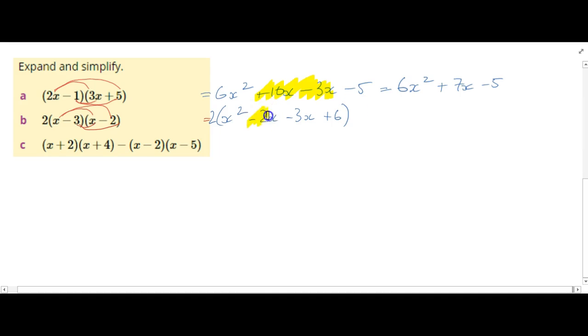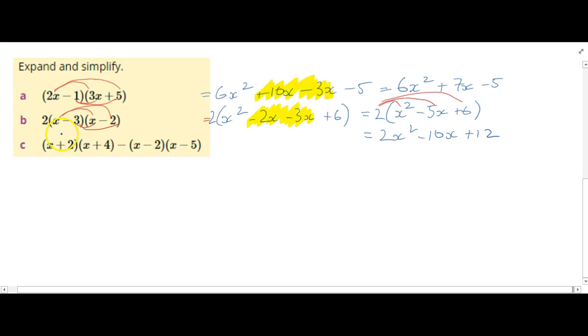So, let's simplify this by collecting like terms. So my 5x plus 6. And I'm just going to times everything by 2 now. If you've got brackets, to get rid of the brackets, you have to times everything inside by the number outside. So 2 times x squared is 2x squared, and 10x plus 12. So that's the second one.